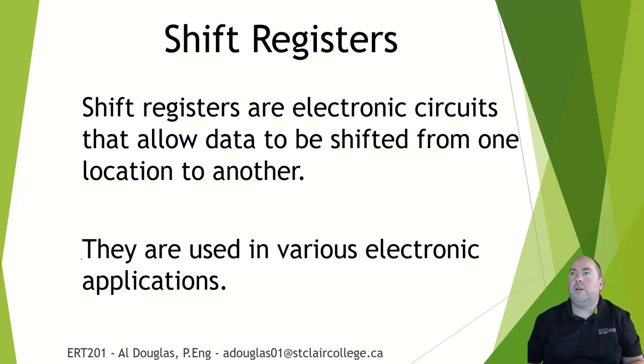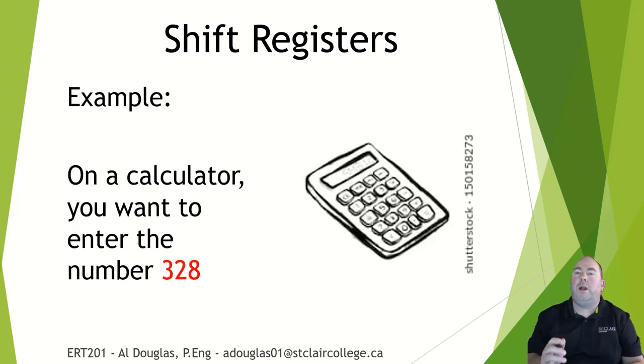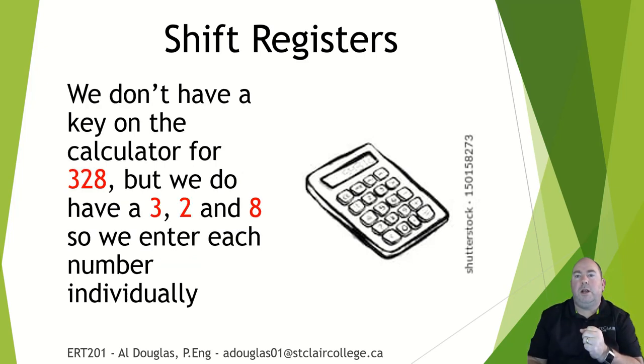So a shift register is an electronic circuit that allows data to be shifted from one location to another. They're used in various electronic applications. One example would be, let's say we have a calculator and you want to enter the number 328 on your calculator. We don't have a key that is 328, but what we do have is a 3, a 2, and an 8. So if we want to enter that number, we would have to enter them by pressing those 3 keys individually.